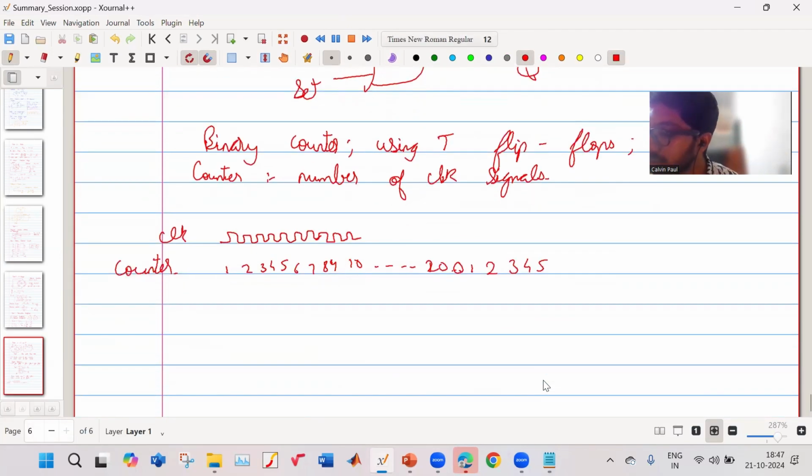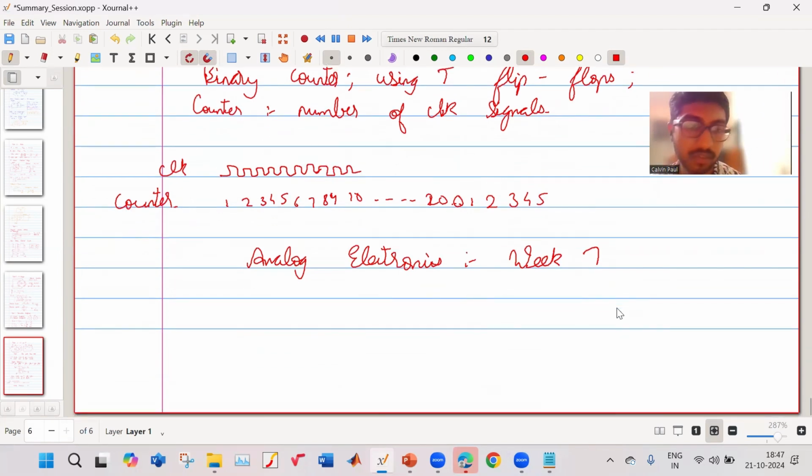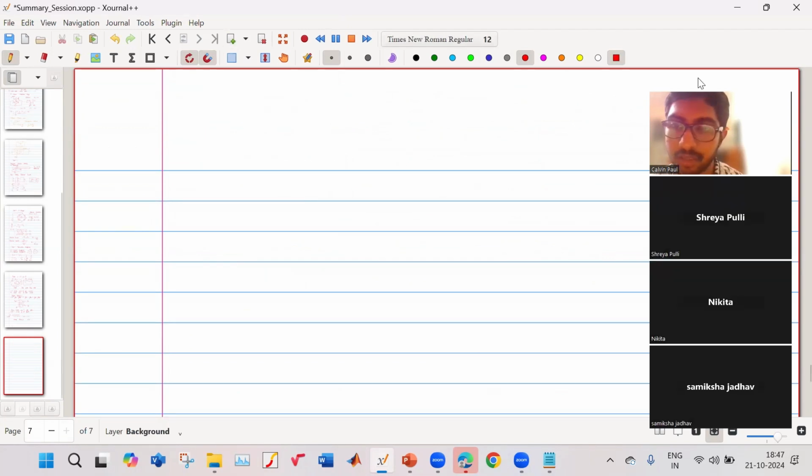Okay, next we will go to analog electronics. So this comes in week 7. Okay, we'll have to go to the next page. So till here, any doubts, any queries?